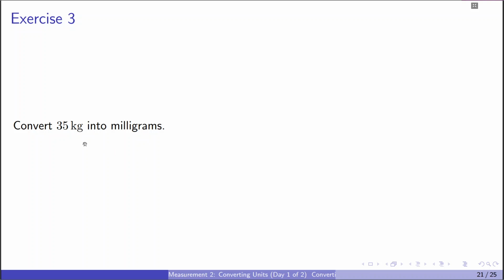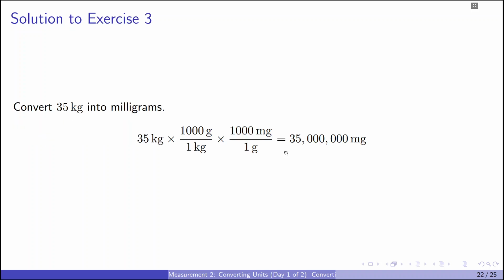Last one, we want to convert 35 kilograms into milligrams. This could be done with either 1 or 2 conversion factors. It might be easier to go from kilograms to grams and grams to milligrams. Pause now, take the time you need. So converting kilograms to grams is 1,000 grams over kilogram, and then another milligram, it's 1,000 milligrams over a gram. 35 kilograms is 35 million milligrams.